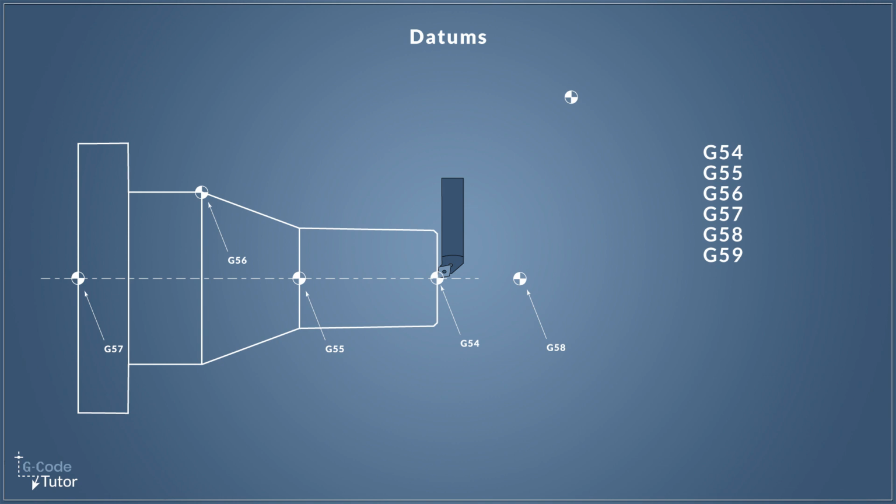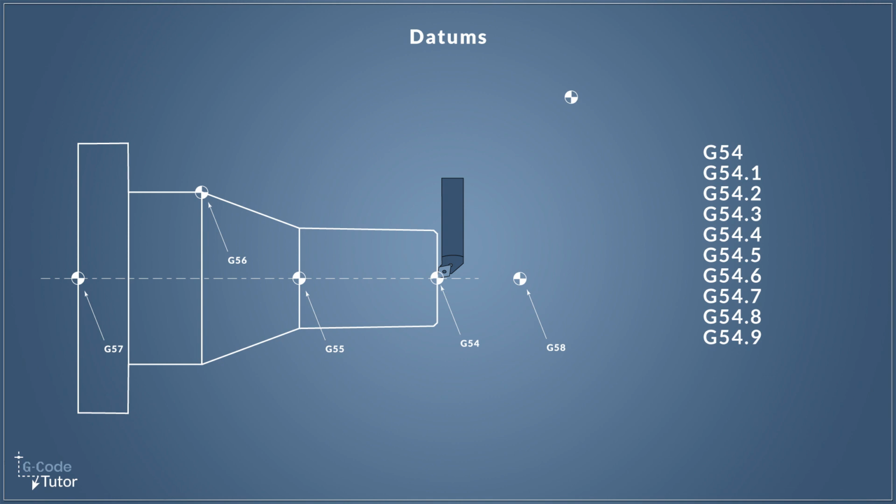Just in case we need lots and lots and lots, we can. Fanuc gives that to us. So not only do we have all of these datums available, we can also decimalize them. G54.1, G54.2, G54.3, etc.